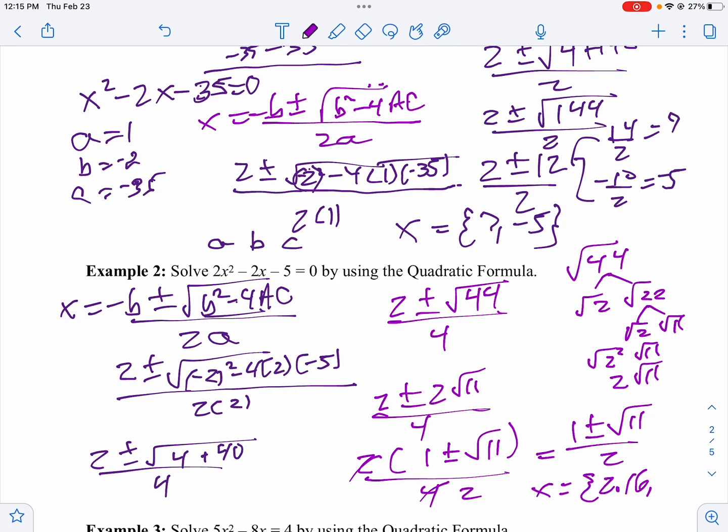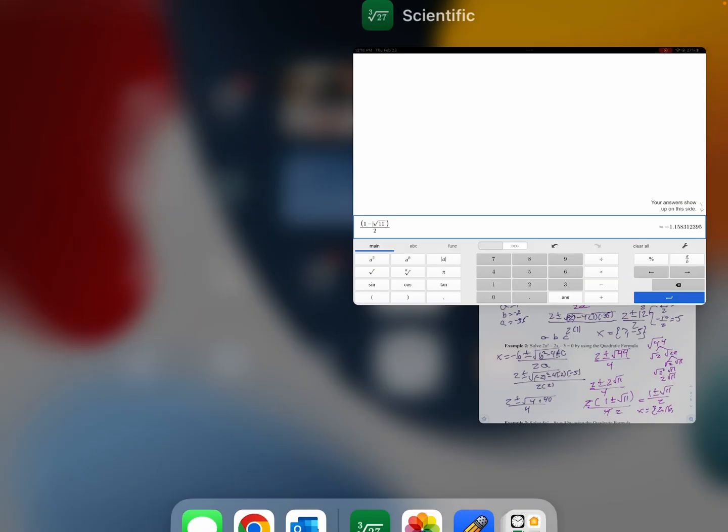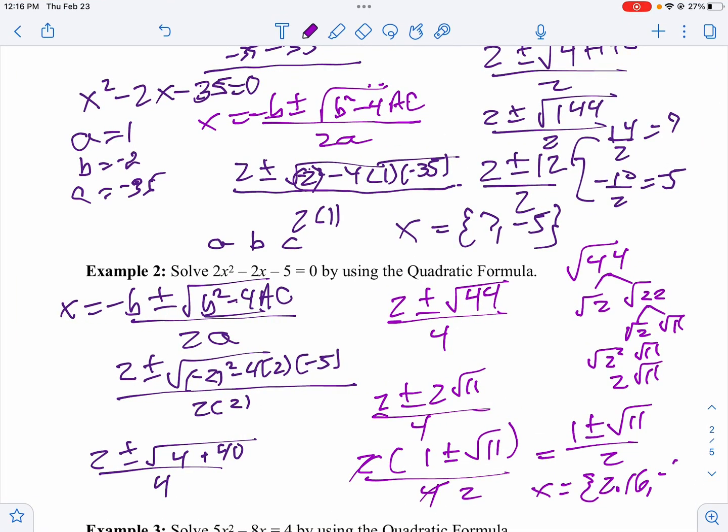Or I could do minus the square root of 11. So I just changed my plus sign to a minus sign here. And I get negative 1.16. Now, I will tell you I prefer this one because that's the exact answer. But depending if you're doing an application problem or not, you might want to do the decimal. Look at the directions. If the directions tell you to round, round. If the problem says write the exact answer, write the exact answer.